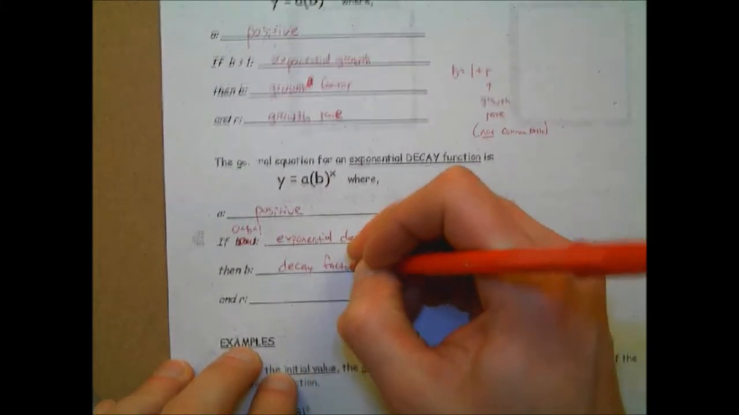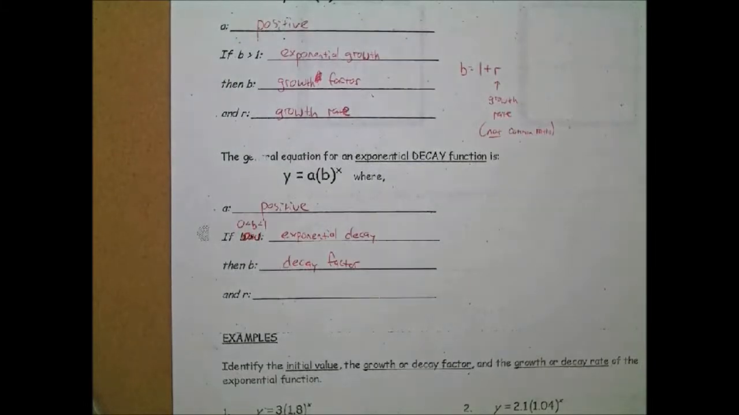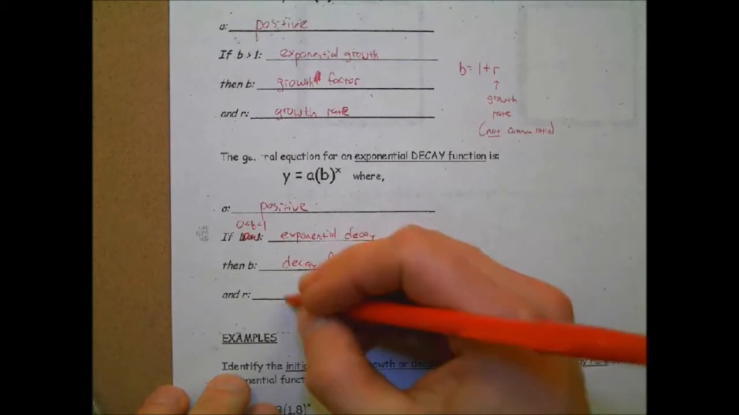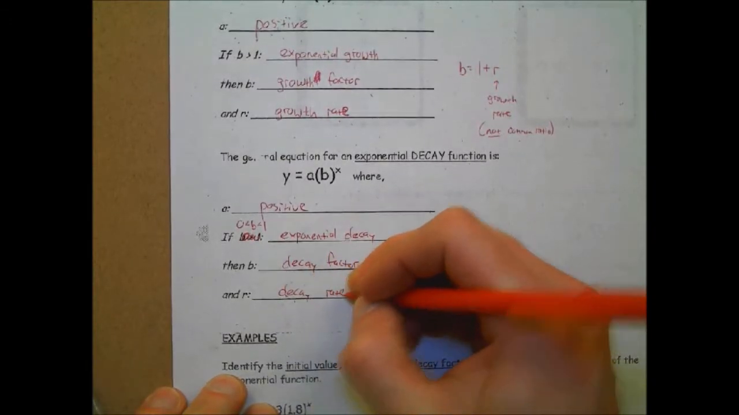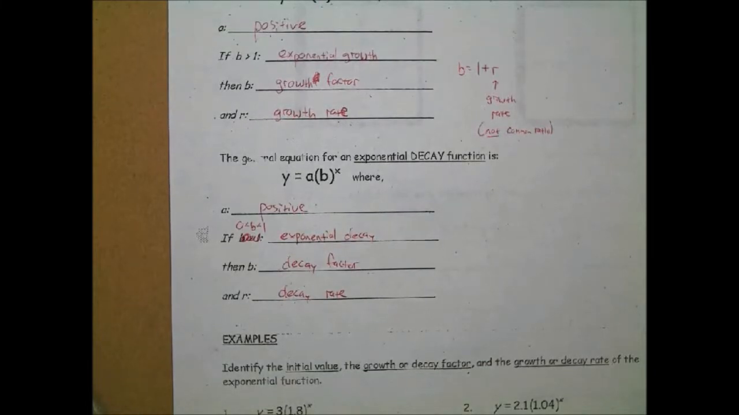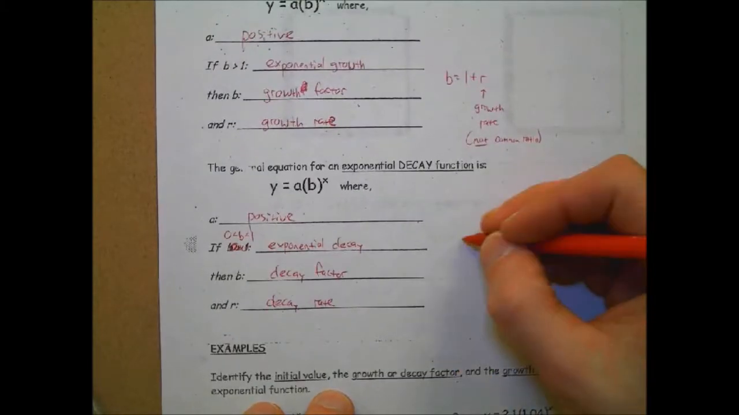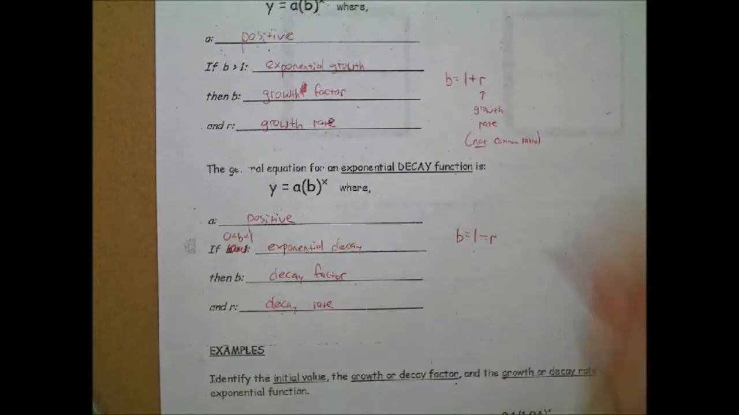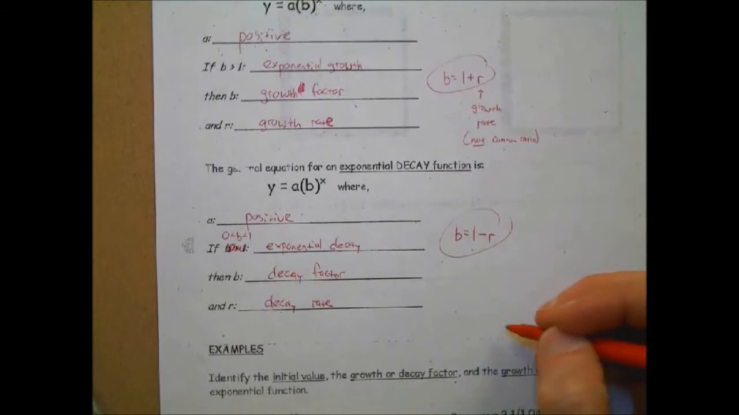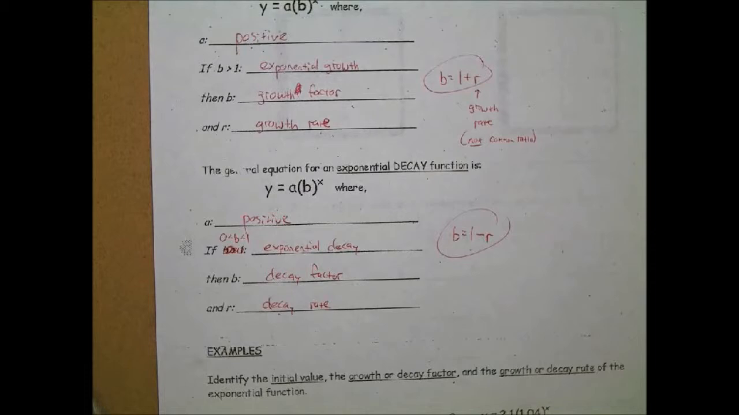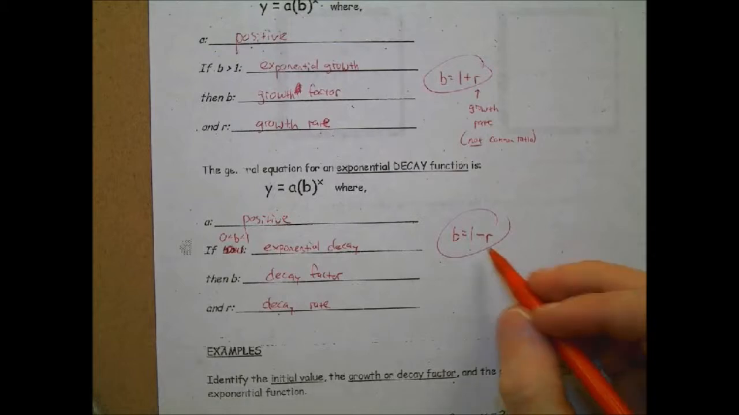And for r, it was the growth rate, so in this situation it's the decay rate. To find r here, since it's a decay, b equals 1 minus r. These will make more sense once we get into the context. We'll talk about something like 10% growth, which means we add 10% each time, so plus r. But for a decay rate, we subtract 10% each time, so that's why it's minus r.